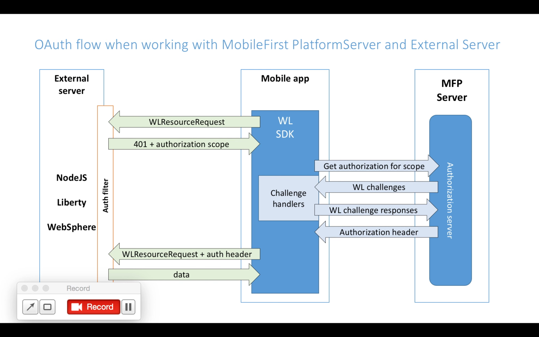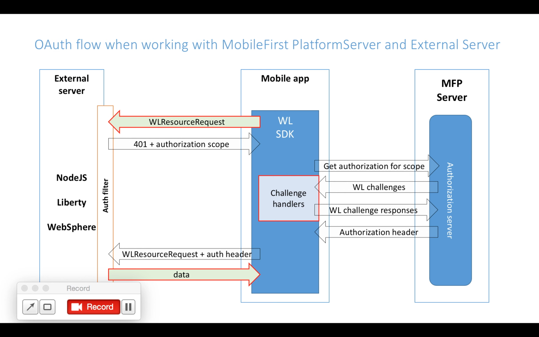And eventually the authorization server will give you an authorization header. Once this happens, the SDK will automatically make the original request, this time with the authorization header, and the authorization filter will validate that header and allow the request to actually go through and return data. So it's very, very similar to the flow we've seen before, but this time we're talking about an external server.